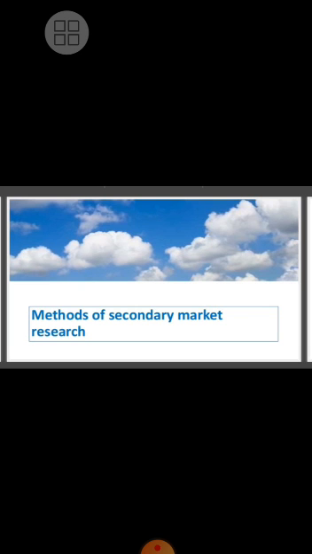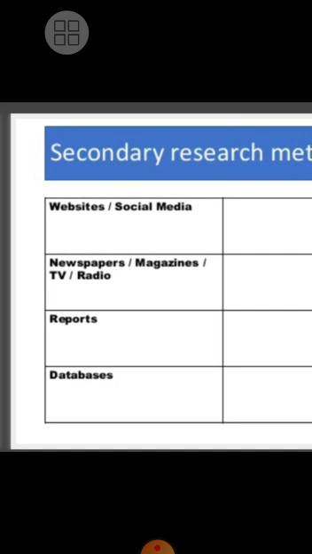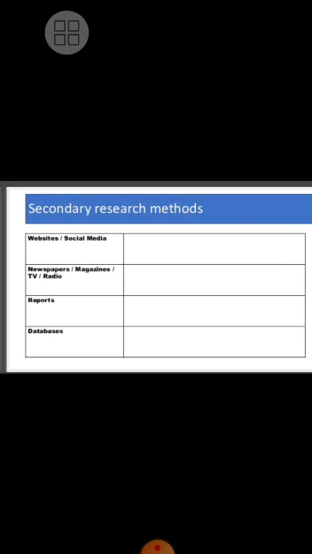Okay, this was all about the primary methods of research, and now we will discuss a few secondary research methods. So first of all, what is it? Secondary research is gathering data which already exists, and it is also called second hand data, and it is also known as desk research. And there are different methods of secondary research, such as websites, social media, newspapers, magazines, TV, radio, different reports and databases. So these are the methods of secondary research.